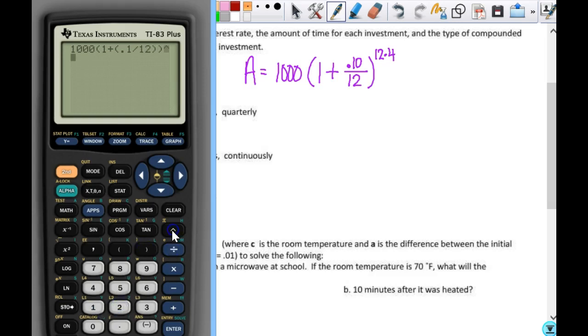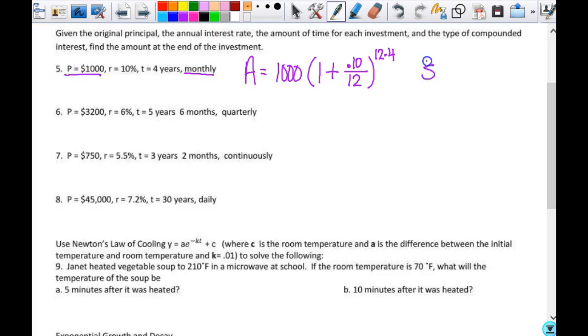And then for my exponent, that 12 times 4, I either can type in 12 times 4 or I know that's 48. Sometimes those numbers aren't real pretty, so you kind of want to type it in, but I can just take it to the power of 48. That's what I got. Is that what y'all got? Yes. Make sure that that is what you get. And since we're talking money, this is 1489.35. Okay, everybody okay with that?